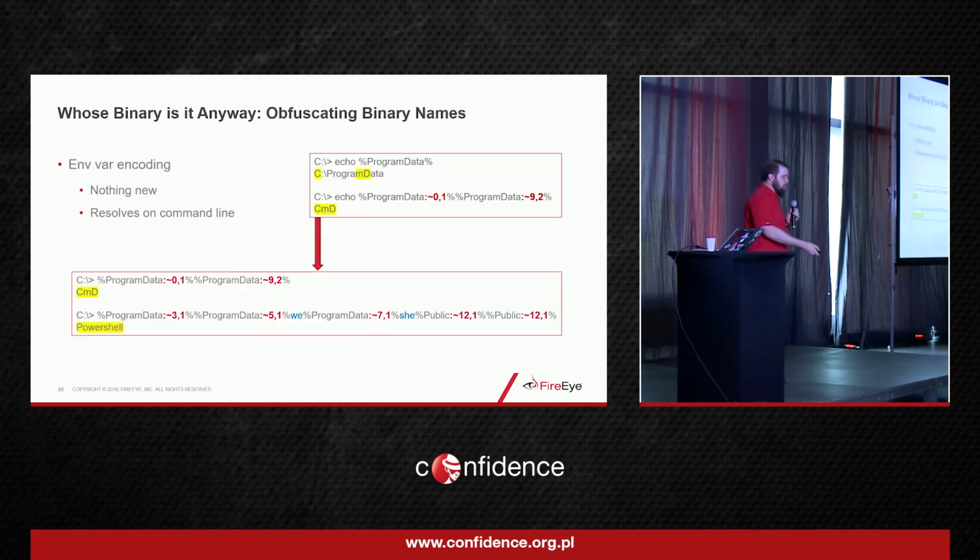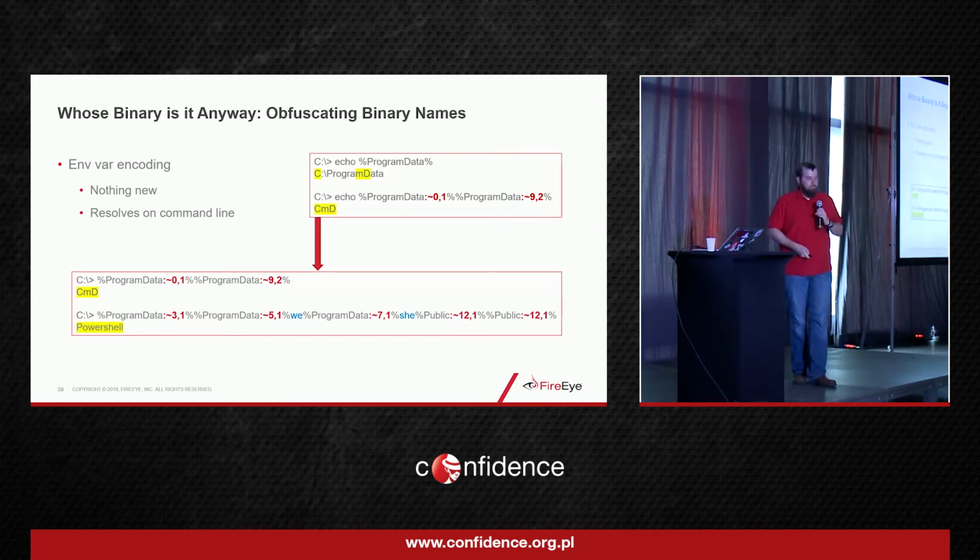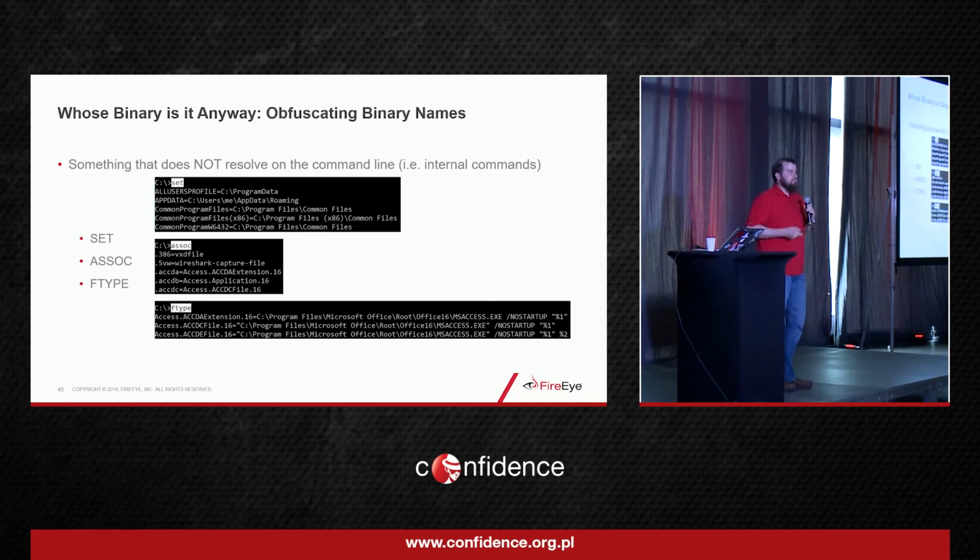Now, the thing about these samples, though, is that when you actually paste this into the command prompt, and you look at your process execution events, that obfuscation is gone. It only shows the pure value of that character. And the reason is because when you use known environment variables, not new ones, but existing ones, they will resolve when you run it on the command line. So that really got me thinking, can I find a way to obfuscate these binary names that does not resolve on the command line? So what I ended up coming down to was 3 interesting internal commands.